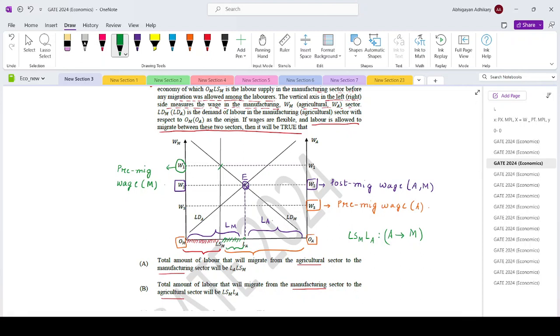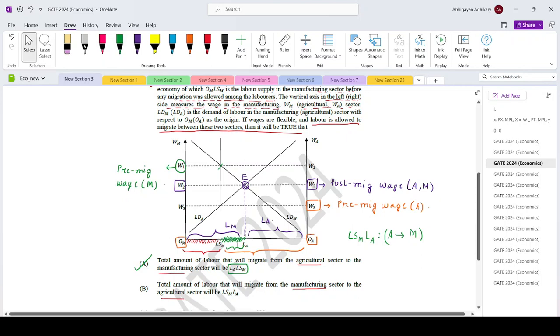So if you go by the options, that is basically option number A, that the total amount of labor that will migrate from the agricultural sector to the manufacturing sector is given by LA-LSM amount, which is exactly the one that I have shaded in green over here, this part. Okay, so this is the amount of labor that will migrate from the agricultural sector to the manufacturing sector when migration is allowed between these two sectors. So your correct option is option number A.